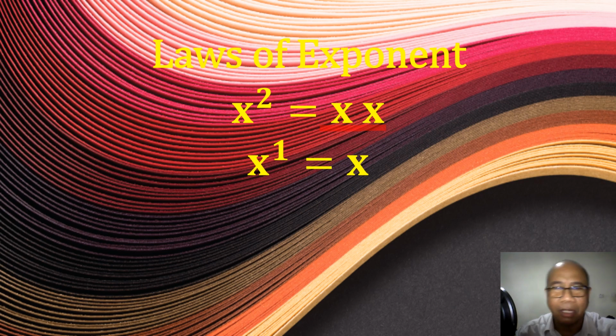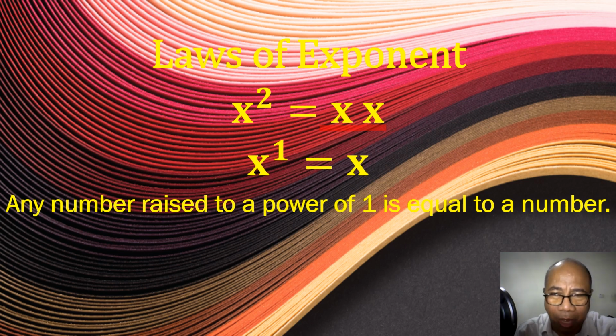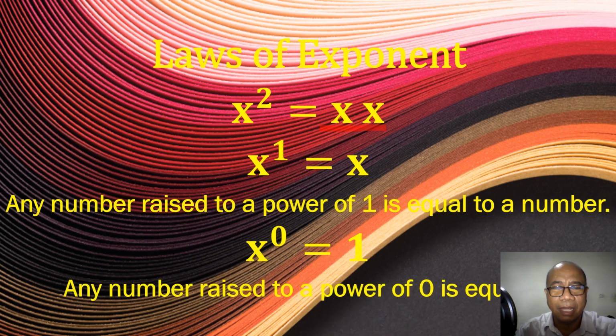The same thing what we have done in our previous slide, wherein 9 raised to the power of 1 is equal to 9. And in this example, x raised to the power of 1 is equal to x, because any number raised to a power of 1 is equal to a number. And our number is x, and since it is raised to 1, it is equal to itself, which is x. Now, let us go to x raised to the power of 0, and it is equal to 1. The same thing in our previous slide, 9 raised to the power of 0 is equal to 1. And another law of exponent, any number raised to a power of 0 is equal to 1.